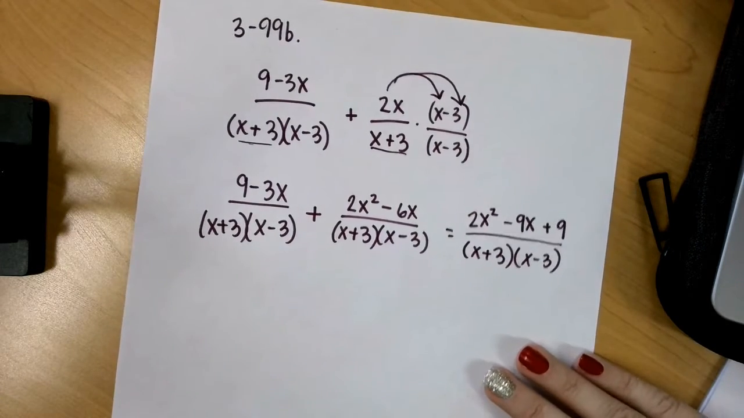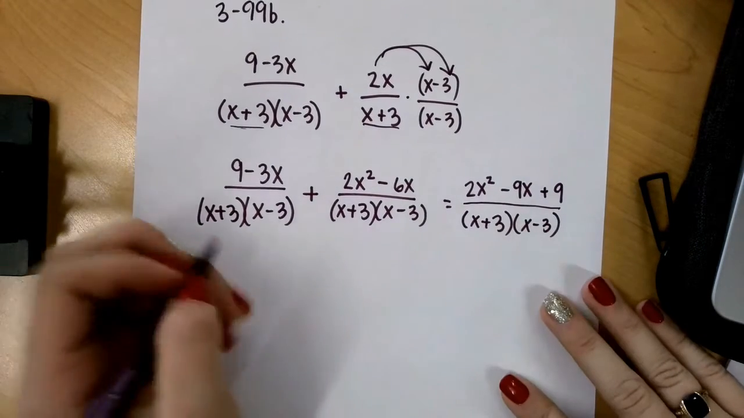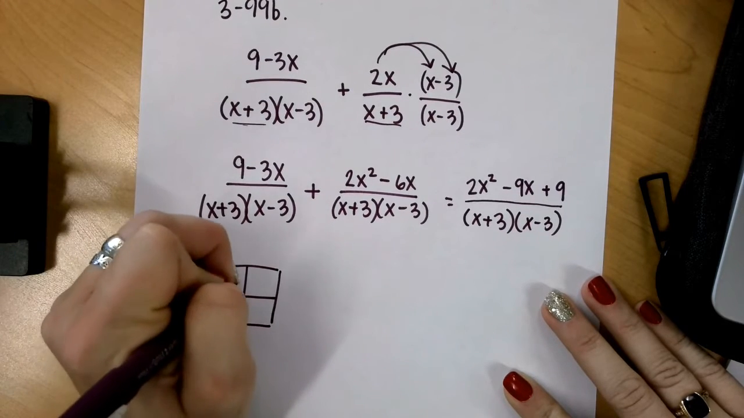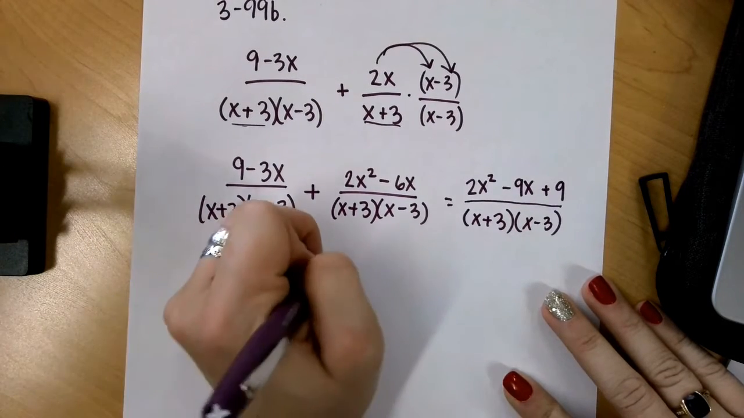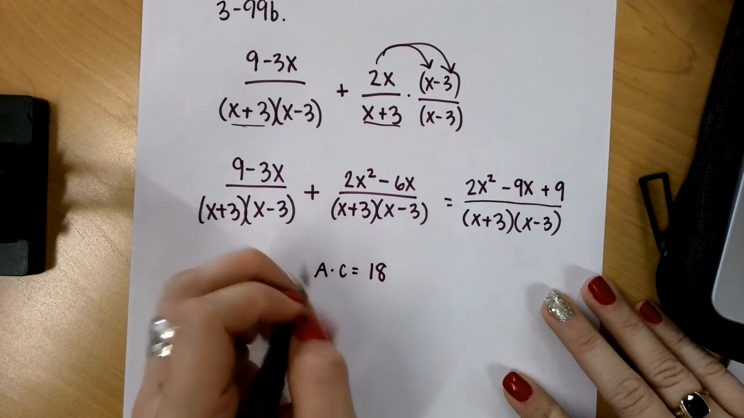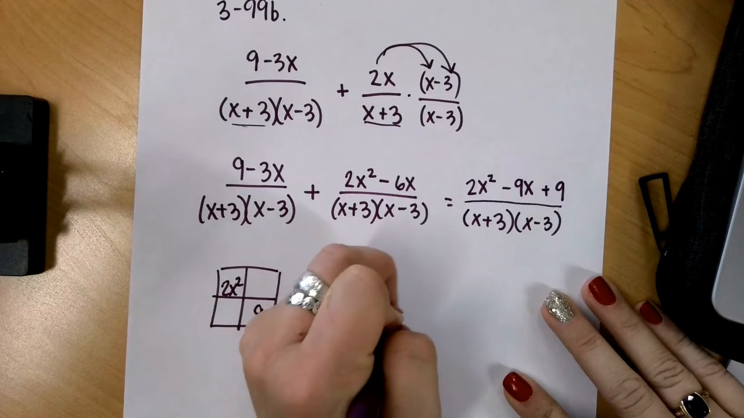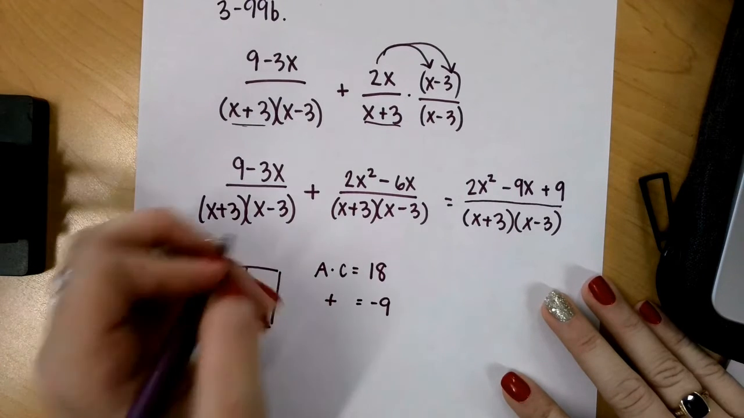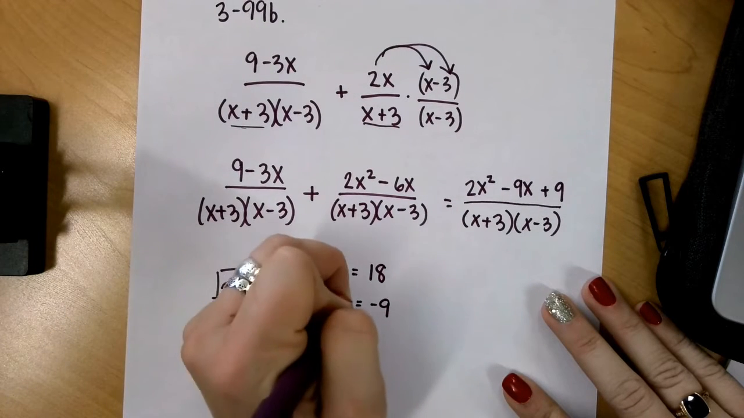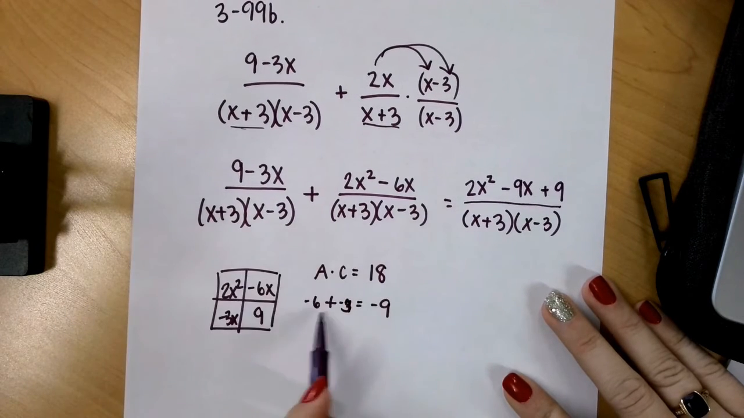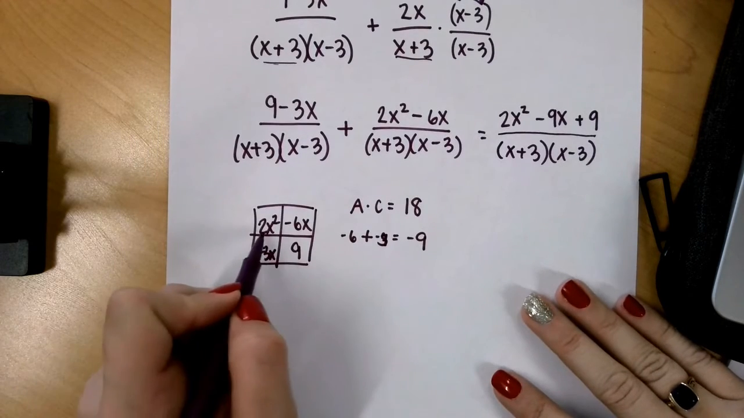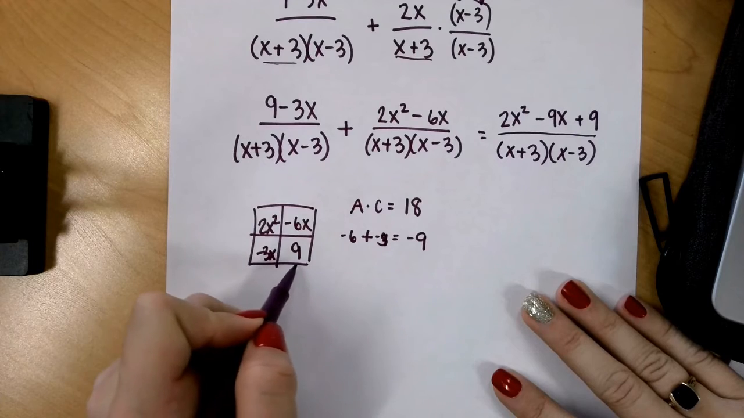Again, we're going to factor the top so that we can see what we can end up canceling out. So I have my first term in my first box, last term in my last box. A times C is 18. So I need two things that will multiply to 18 but add to -9. Those factors are going to be -6x and -3x, because a -6 plus a -3 equals -9. A negative times a negative also equals a positive. So I've got 2x squared minus 6x minus 3x and 9.